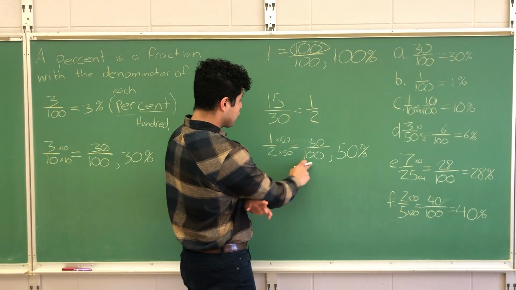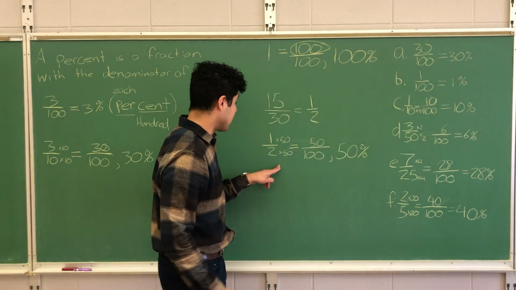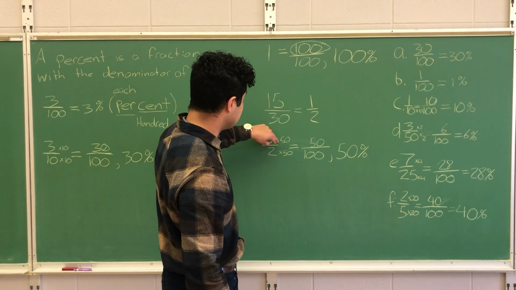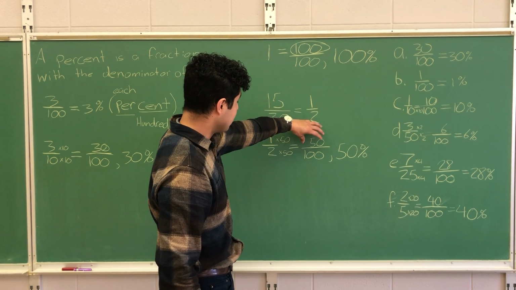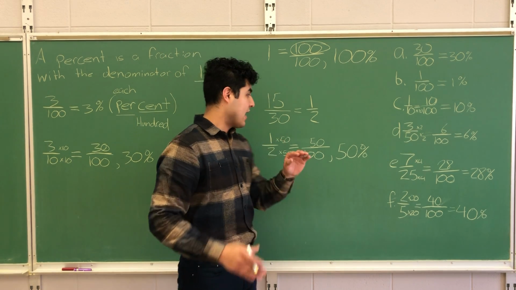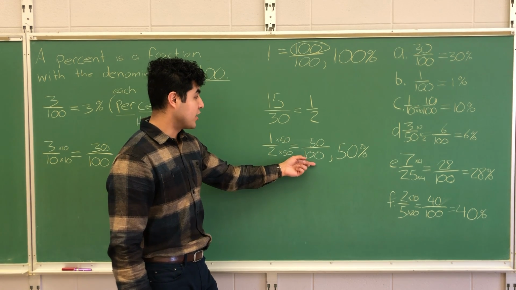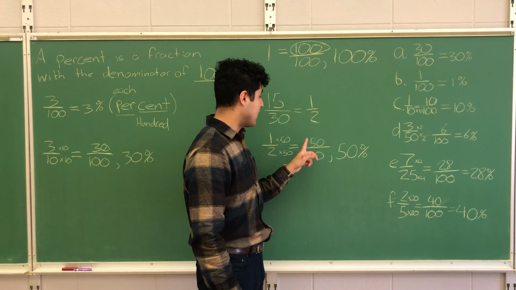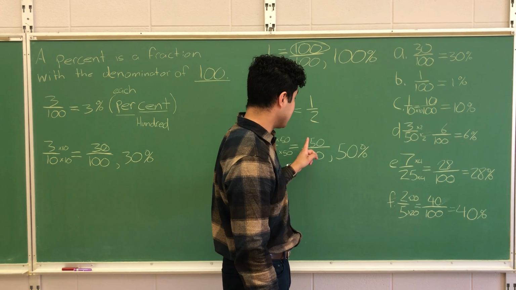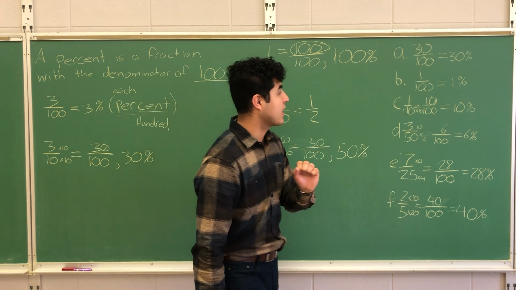So 2 times what equals 100? Well, 2 times 50 equals 100. Whatever I do to the denominator, I can do to the numerator. So 1 times 50 equals 50. So now I've got 50 over 100. A percent is a fraction with the denominator of 100. So now I have found my percentage based on this fraction, 50 over 100, okay?